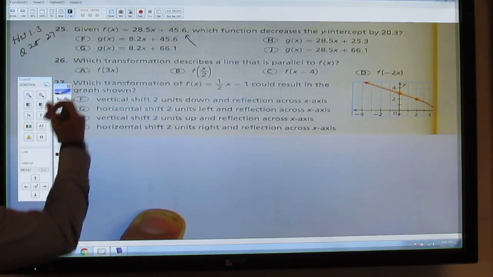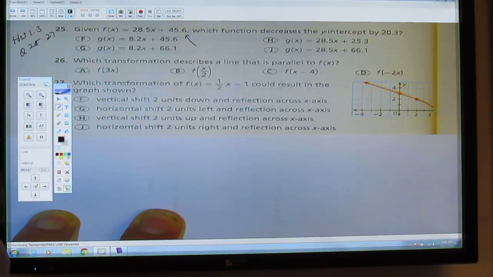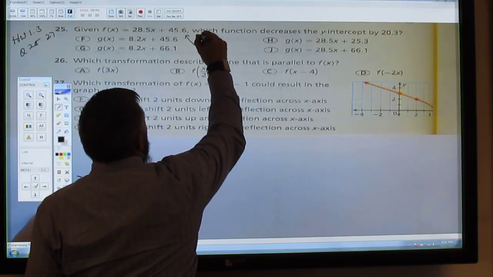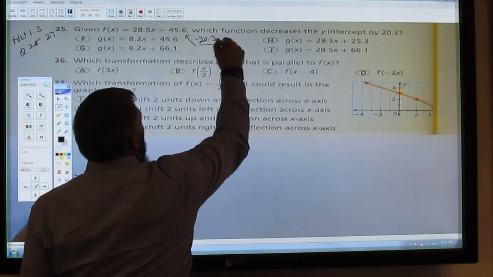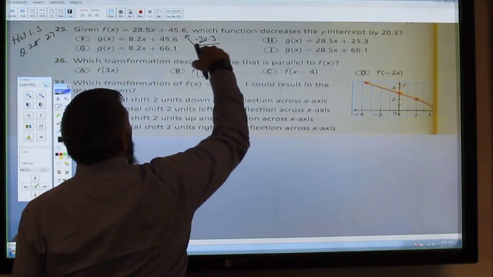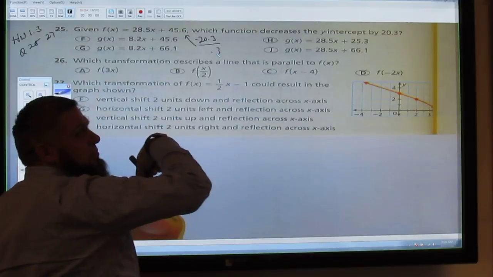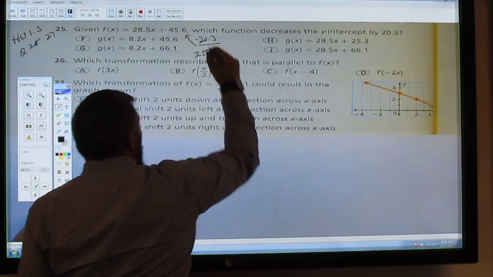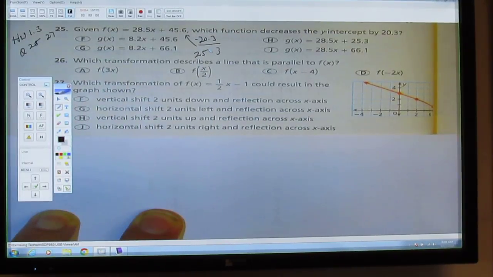So I take 20.3 away from 45.6, right? So I subtract 20.3 and I get what? 25.3. So I look for the one that has 25.3.